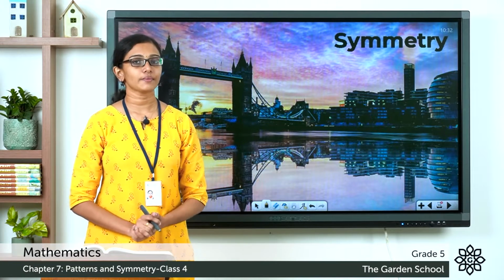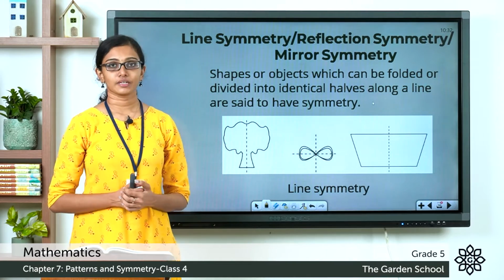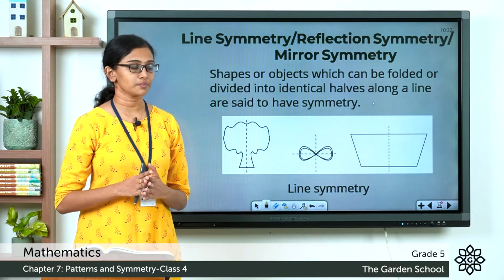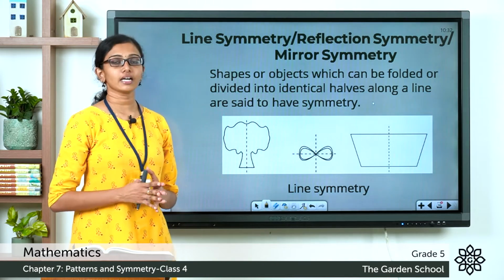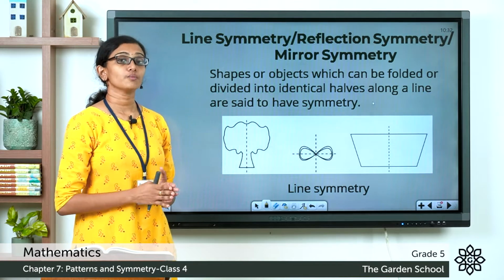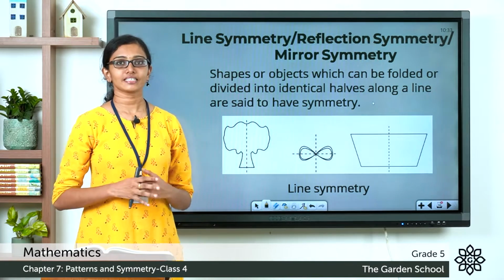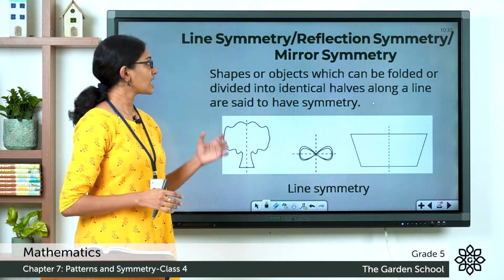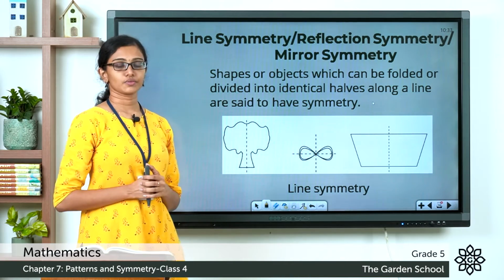You have already learned about symmetry in your previous classes. What do you mean by symmetry? When you have a shape or an object which you can fold or divide into identical halves or equal halves along a line, we say that object or shape is symmetrical or it has symmetry. This type of symmetry is also called line symmetry, reflection symmetry or mirror symmetry.